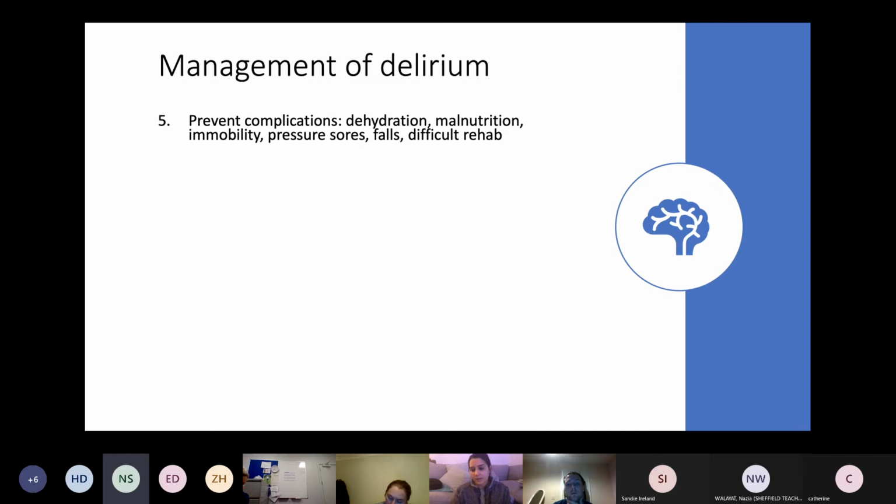Hydration wise, we are potentially thinking about cannulation and IV fluids. But I think that's mainly for people who are hypoactive delirium, where it's not going to cause them any distress. If they're extremely agitated, then it's a matter of trying to ensure that they maybe have someone encouraging them to drink when they're at their better times.